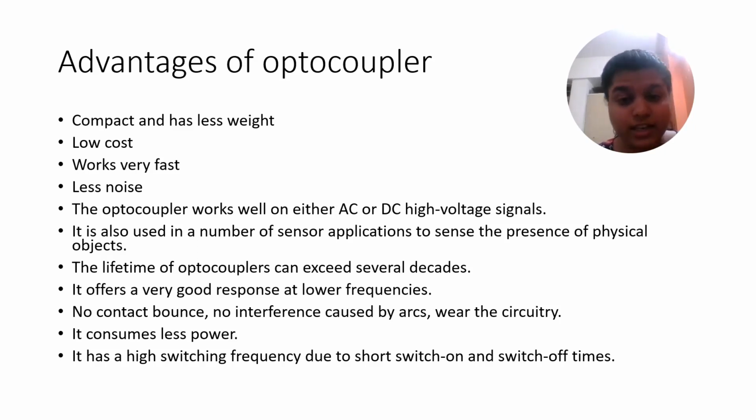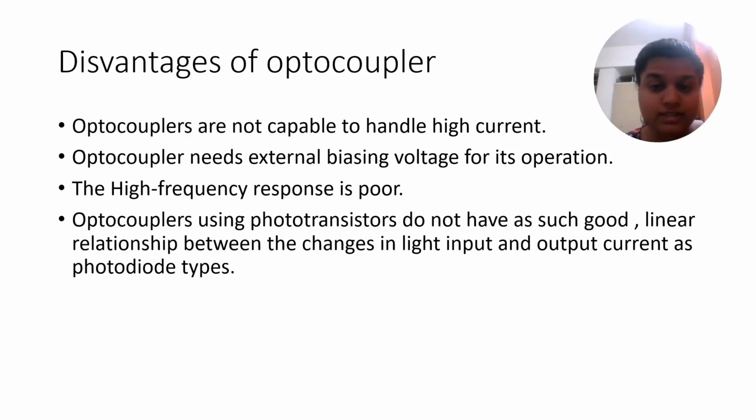Now, after advantages, I will come to disadvantages. Optocouplers are not capable of handling high currents, and an optocoupler needs an external biasing voltage for its operation, and the high frequency response is very poor. Optocouplers using phototransistors do not have as good a linear relationship between the changes in light input and output current as photodiode types.